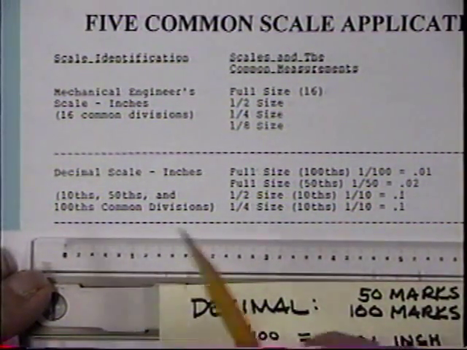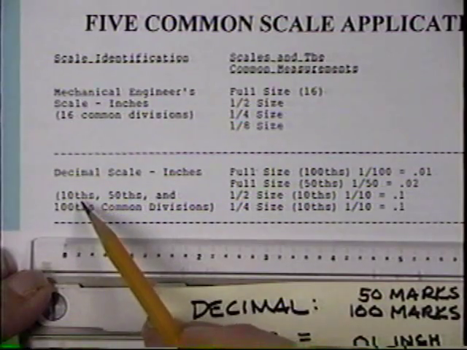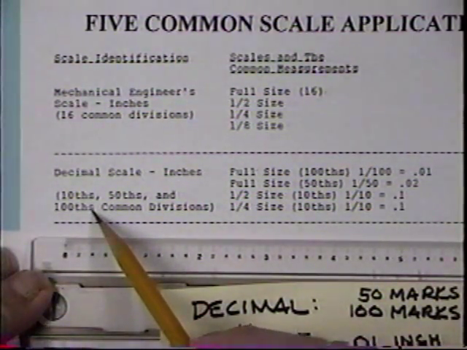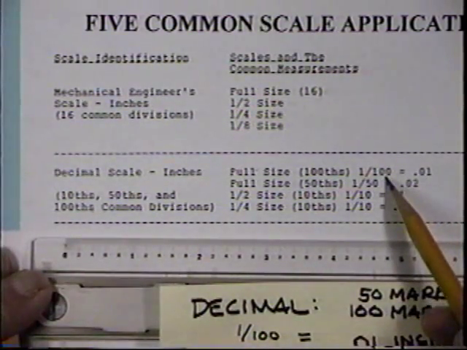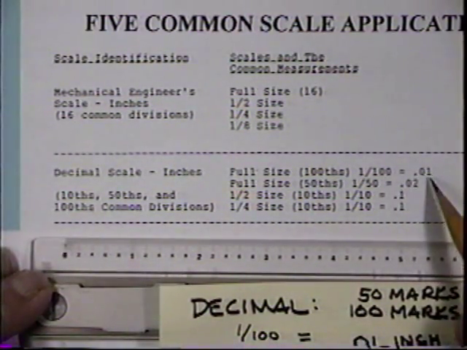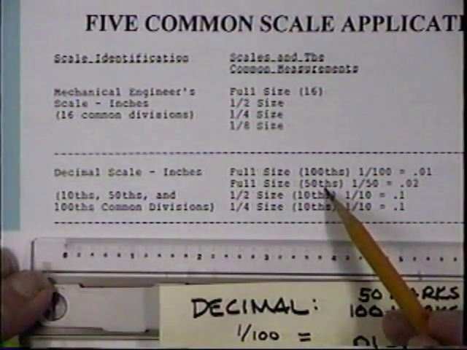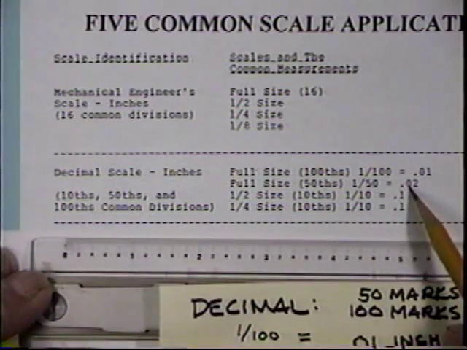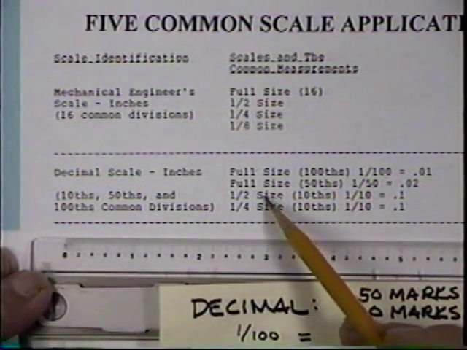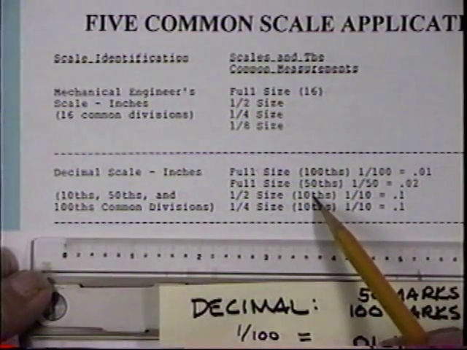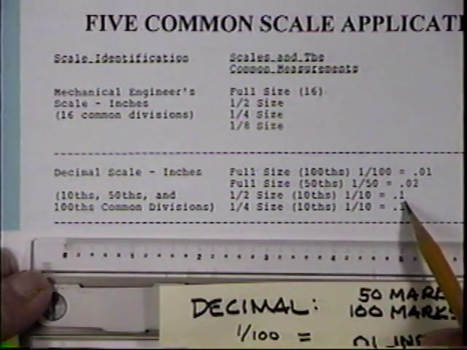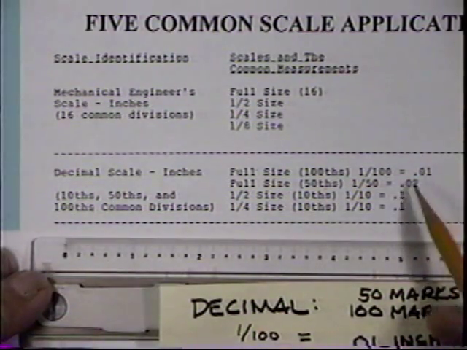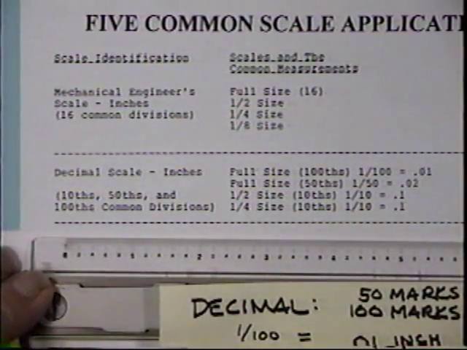And so what we have with the decimal scale is we have multiples of 10, multiples of 50, or multiples of 100. And you can see if we have 100 units, we'd have 0.01. If we have 50 units, we'd have 1/50th. If you put that in your calculator, it comes out 0.02. If we have, say, a half size scale and multiples of 10, we'd have tenths. So tenths, 50ths, hundredths, these are all common decimals of an inch.